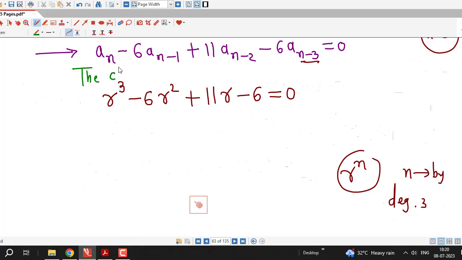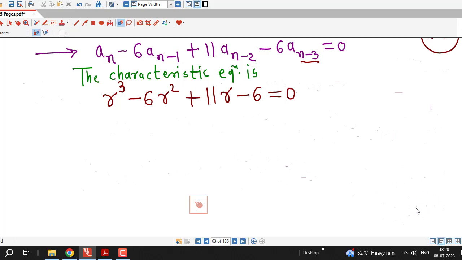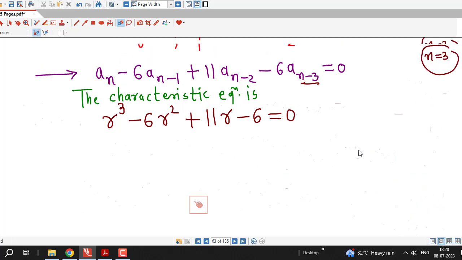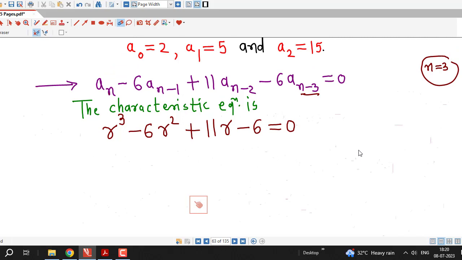So first I have to write down the characteristic equation. The characteristic equation is r cube minus 6r square plus 11r minus 6 equal to 0. Now this is a polynomial equation of degree 3 in r, and we have to find the values of r which satisfy this equation. If you remember, if this type of polynomial equation has any integer solution, then it must be a divisor of the constant term.